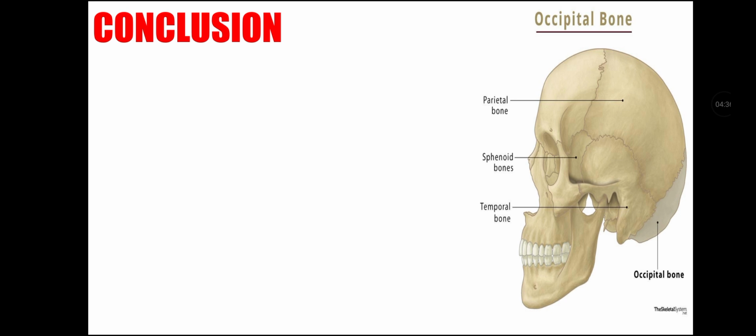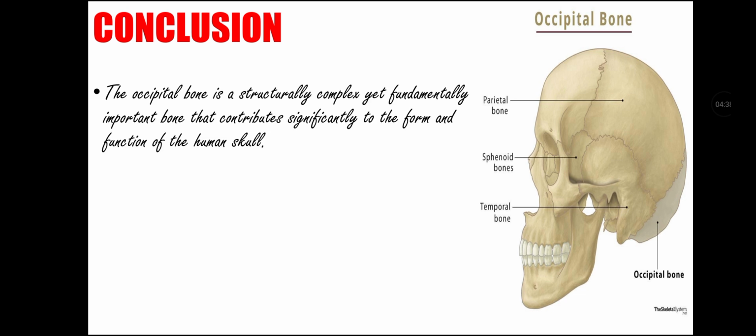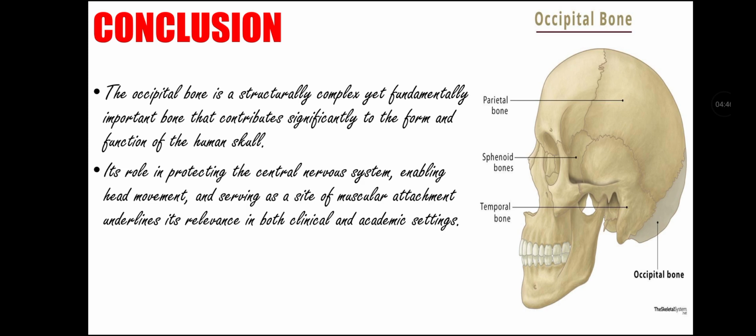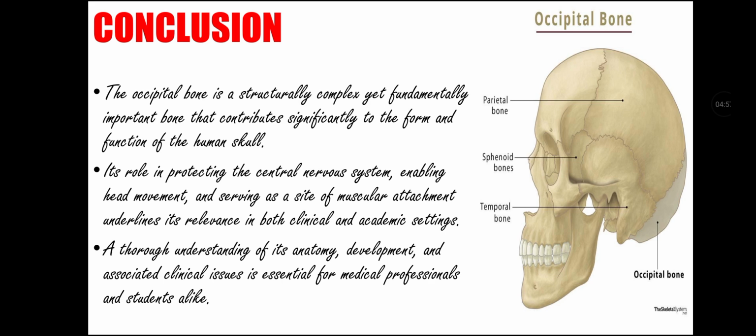Now let's talk about the conclusion of this lecture video. Occipital bone is a structurally complex yet fundamentally important bone that contributes significantly to form and function of human skull. Its role in protecting the central nervous system, enabling head movement, and serving as a site of muscular attachment underlines its relevance in both clinical and academic settings. A thorough understanding of its anatomy, development, and associated clinical issues is essential for medical professionals and students alike.